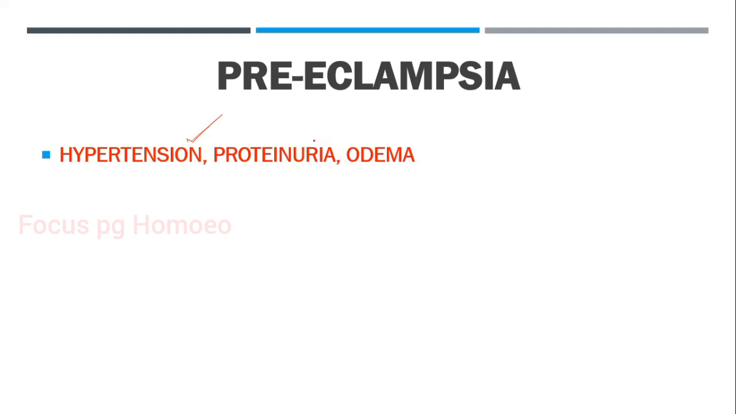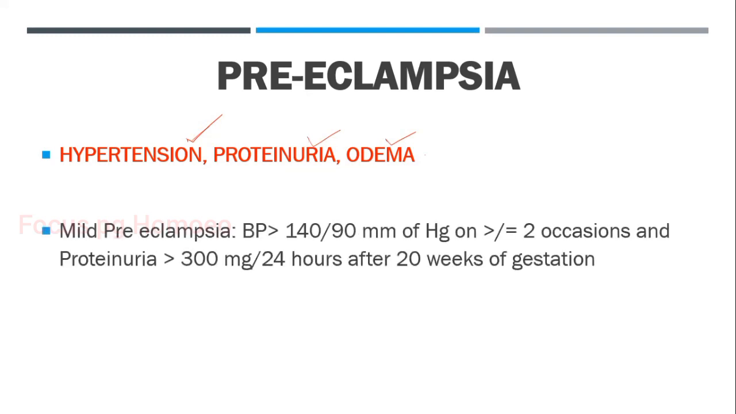And along with hypertension, what occurs? Proteinuria and edema. So these three constitute pre-eclampsia: proteinuria, edema, and hypertension. There are two categories, mild and severe pre-eclampsia. In mild pre-eclampsia, the BP is more than 140/90. If the BP is more than 140/90, we know it is hypertension. That happens in mild pre-eclampsia on two or more occasions, not only once, and proteinuria more than 300 milligrams per 24 hours after 20 weeks of gestation. If this is seen, then it is mild.